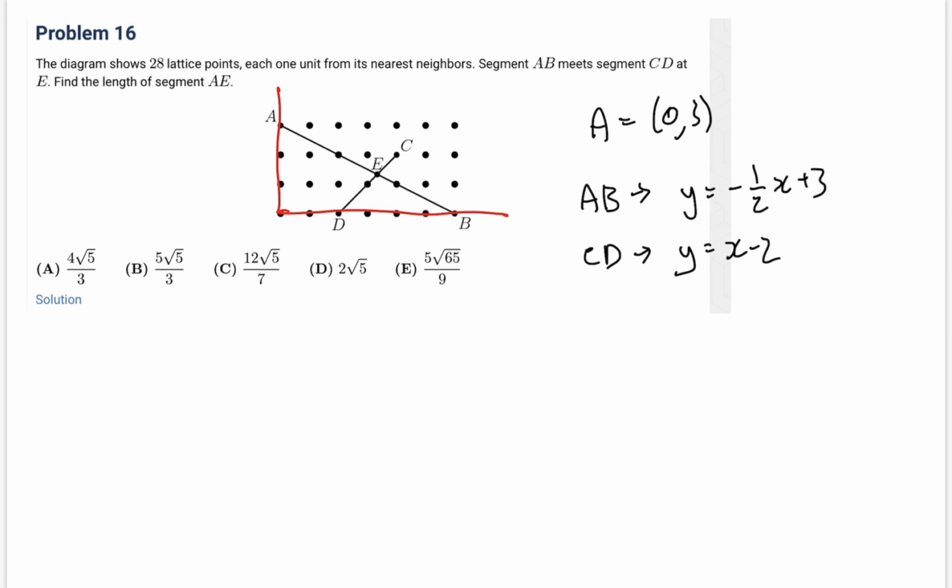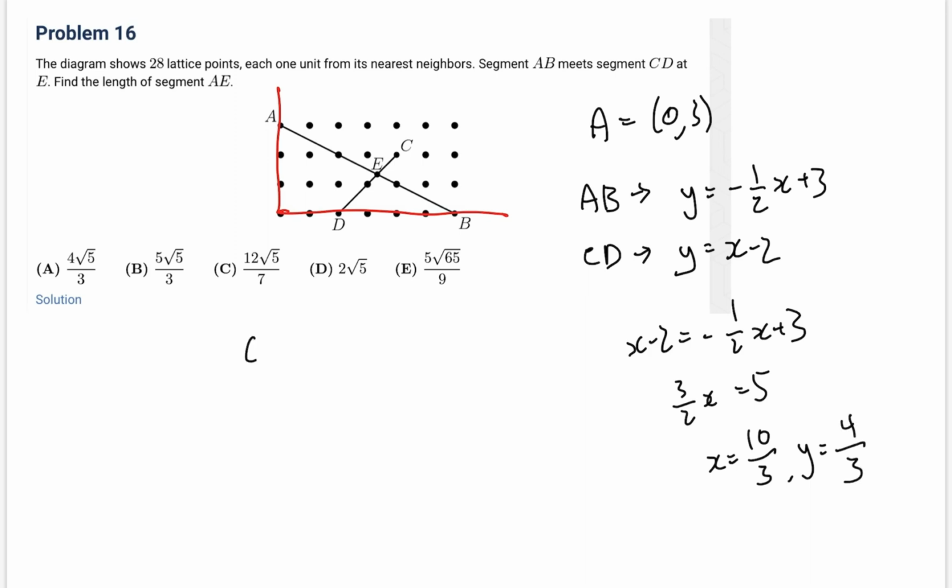If we put these two together, then x minus 2 equals minus half x plus 3, right? So 3 over 2 x equals 5, and x equals 10 over 3. If x equals 10 over 3, and we put that in here, then y equals 10 over 3 minus 2, so it's 4 over 3. So it's from (0, 3) to (10 over 3, 4 over 3).